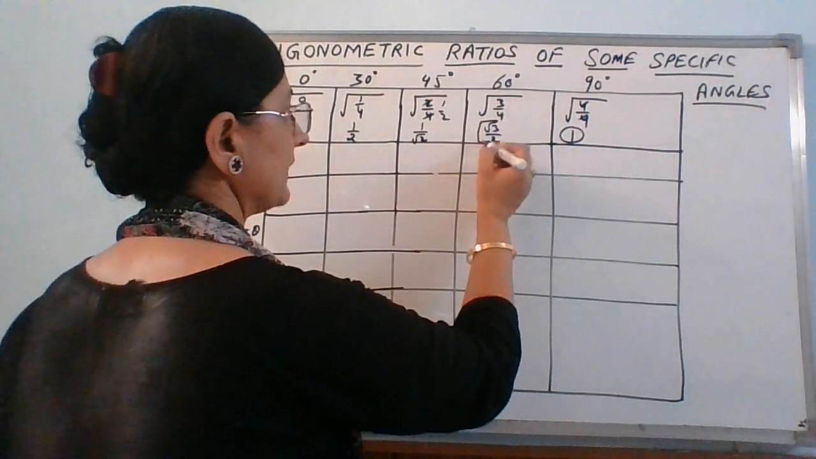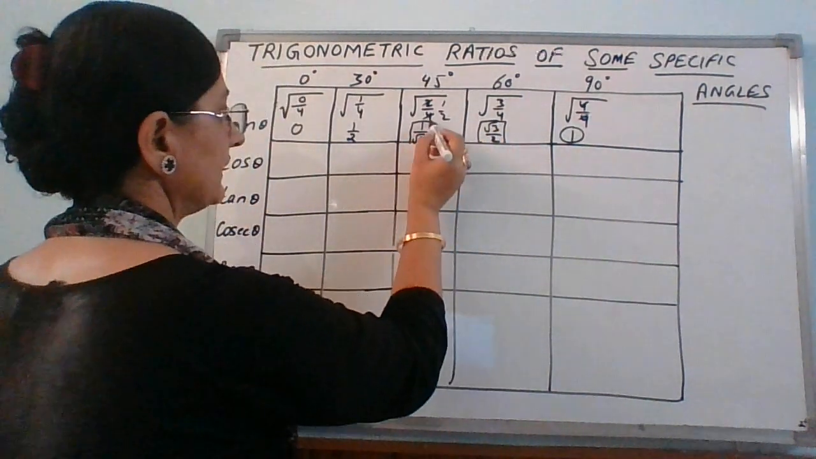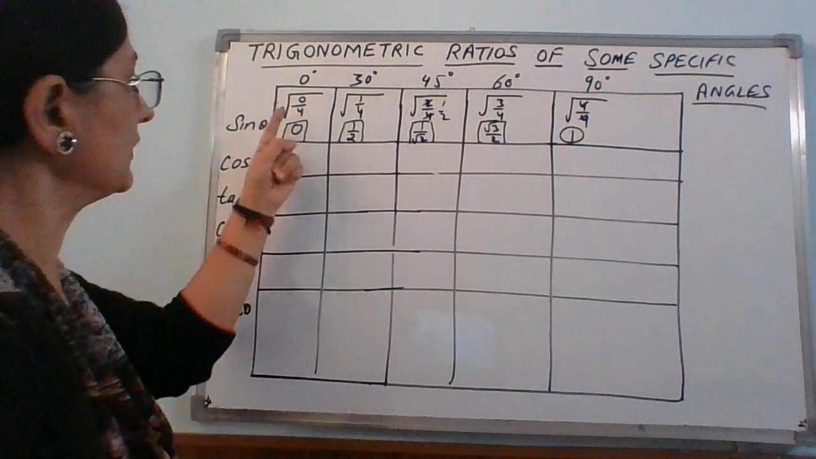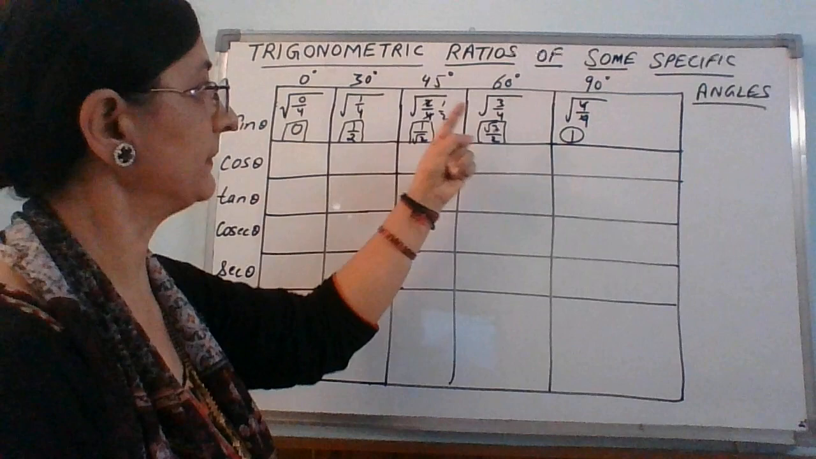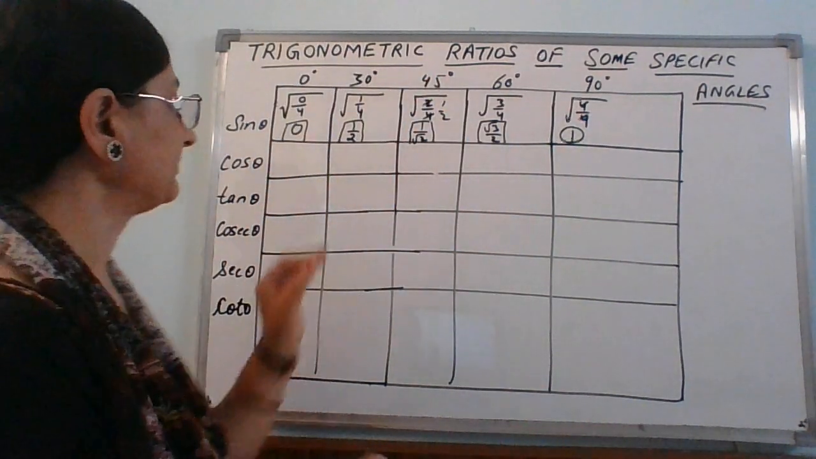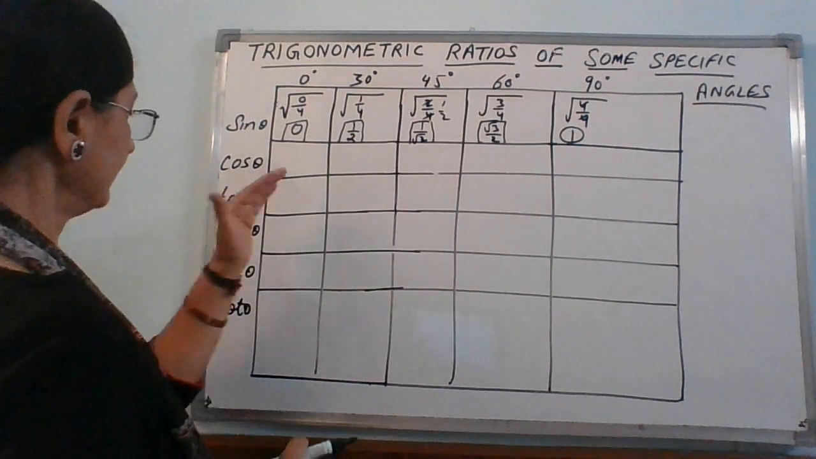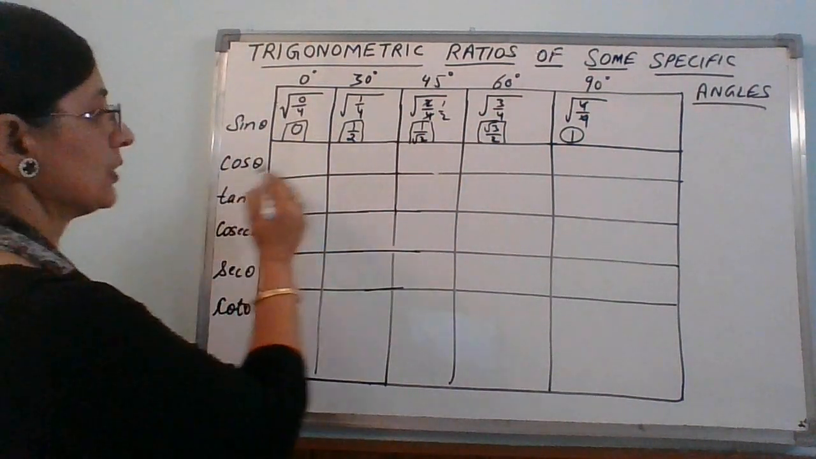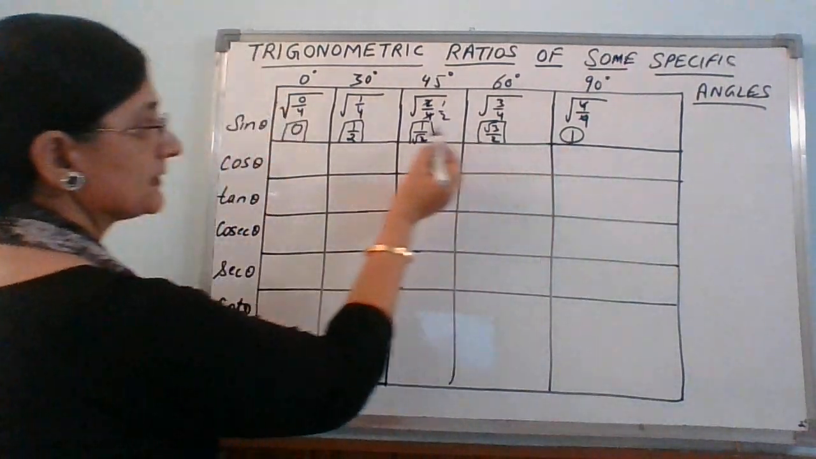So these are the values which you don't have to cram. You can find them out from 0 by 4, 1 by 4, 2 by 4, 3 by 4 and 4 by 4. After finding this, now for cos theta, and the others, you don't have to do the same thing. What you have to do for cos, just write the answers in this reverse order.